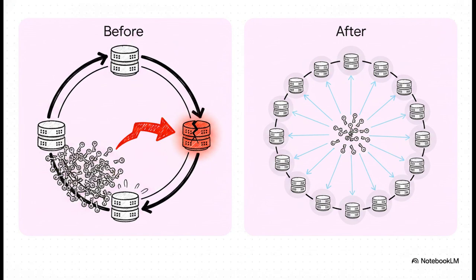And the fix for this is another clever trick called virtual nodes, or vNodes. The idea is, instead of placing each physical server on the ring just once, what if we gave it, say, 100 different positions? Now, if a server goes down, its 100 little jobs get spread out evenly across all the other physical servers in the cluster, not just dumped onto one poor, unsuspecting neighbor.